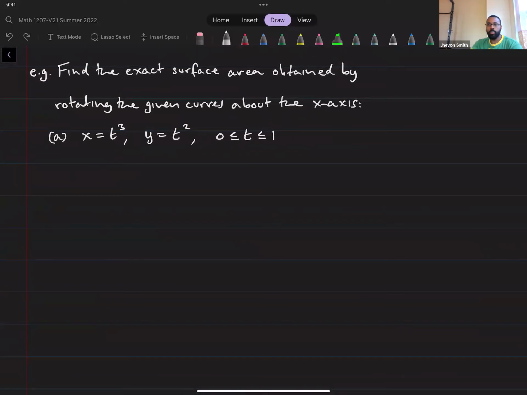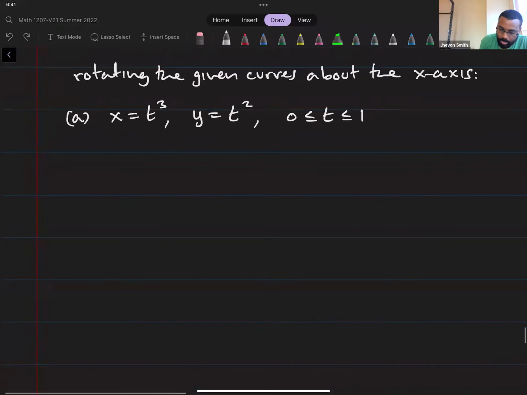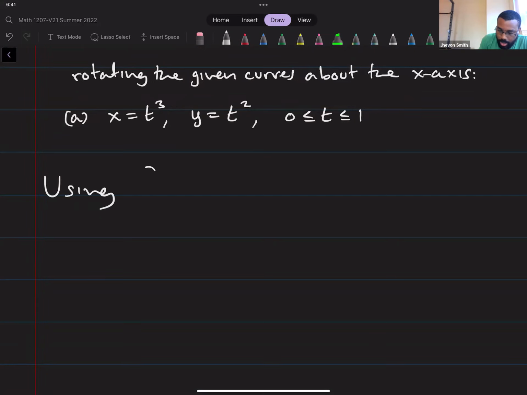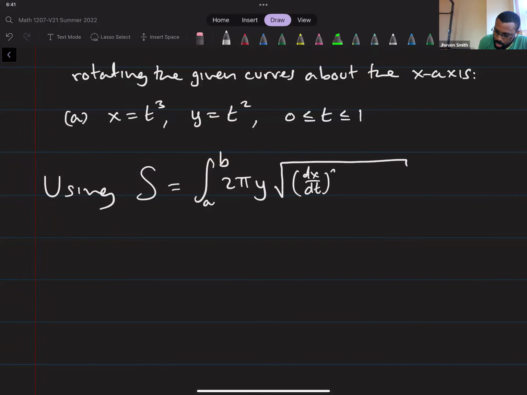So let's say I wanted to find the area of revolution of this parametric curve. My x is equal to t cubed and my y is equal to t squared, and I'm restricting my t going from 0 to 1. I want to find the surface area of revolution. So yeah, we're just going to jump in and use this formula. So the surface area is going to be equal to, we're going around the x-axis, so it's 2 pi y times the square root of dx/dt squared plus dy/dt squared, dt.